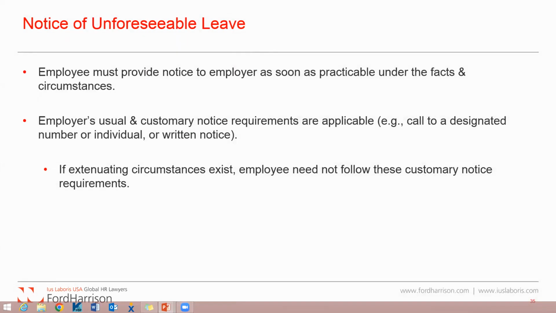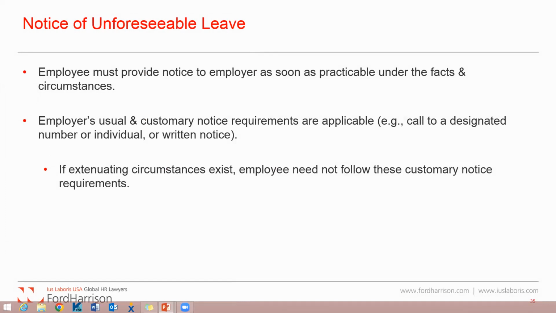So we're going to move on to notice of unforeseeable leave. So as I said earlier, there's nothing wrong with an employer having a process for facilitating FMLA leave. But what you want to be careful about is not only recognizing that the employee is hitting the necessary requirements that are in the FMLA statute, but that you're also paying attention to the fact of if this leave is unforeseeable or not.